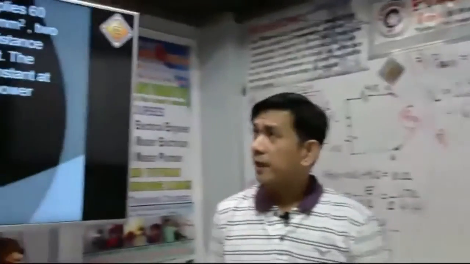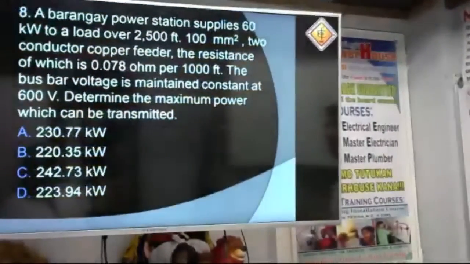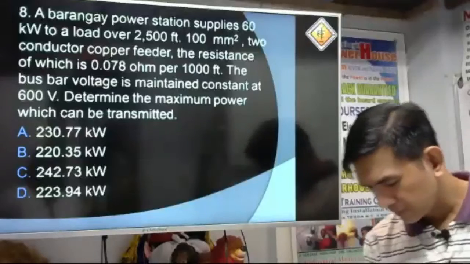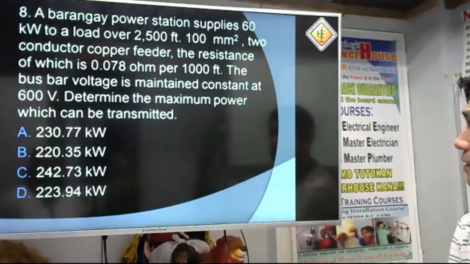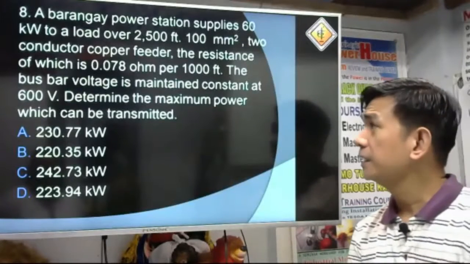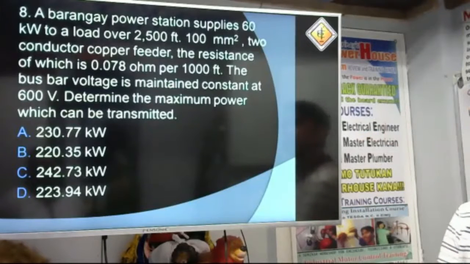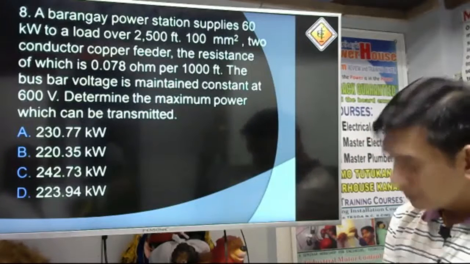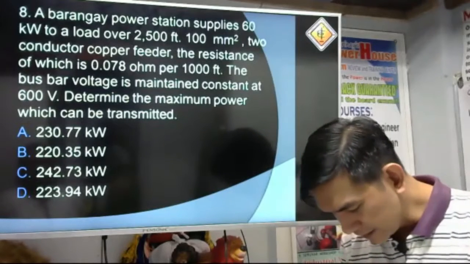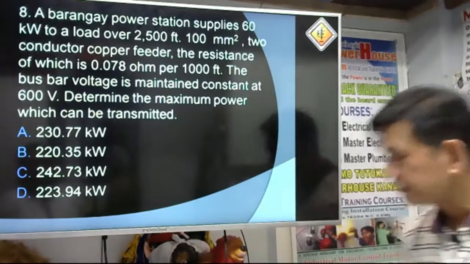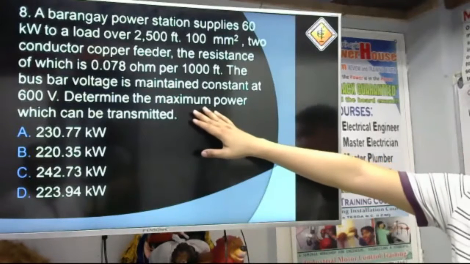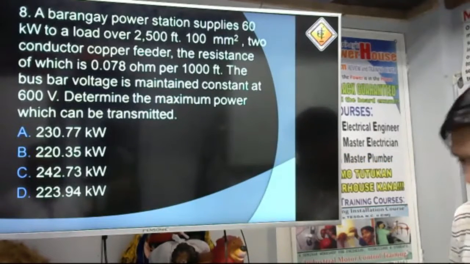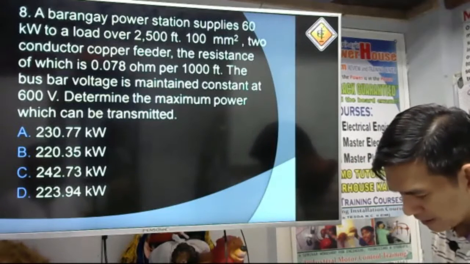Okay, for problem number 8, a barangay power station supplies 60 kilowatt to a load over 2,500 feet. So we have 2,500 feet, 100 square millimeter, 2 conductor copper feeder, the resistance of which is 0.078 ohm per 1,000 feet. The bus bar voltage is maintained constant at 600 volts. Determine the maximum power which can be transmitted. What is the maximum power that can be transmitted?